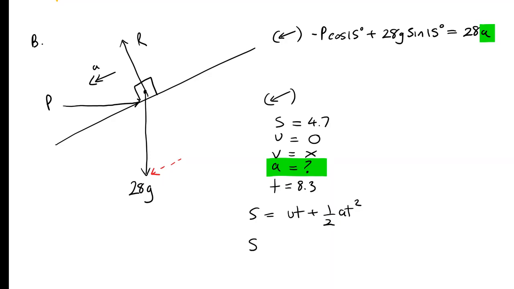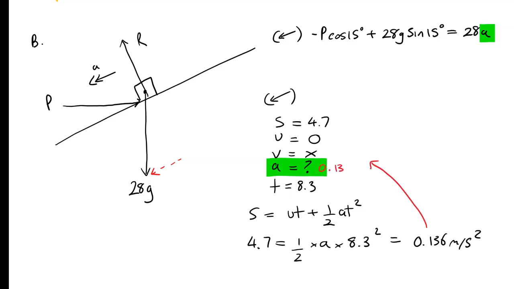U is 0, so S, 4.7, is equal to half at squared, half multiplied by A, multiplied by 8.3 squared. Okay, that is equal to 0.136 meters per second squared. Updating where necessary, 0.136. That acceleration is directed down the slope, so it should be positive following that direction. We can then work on this equation here.